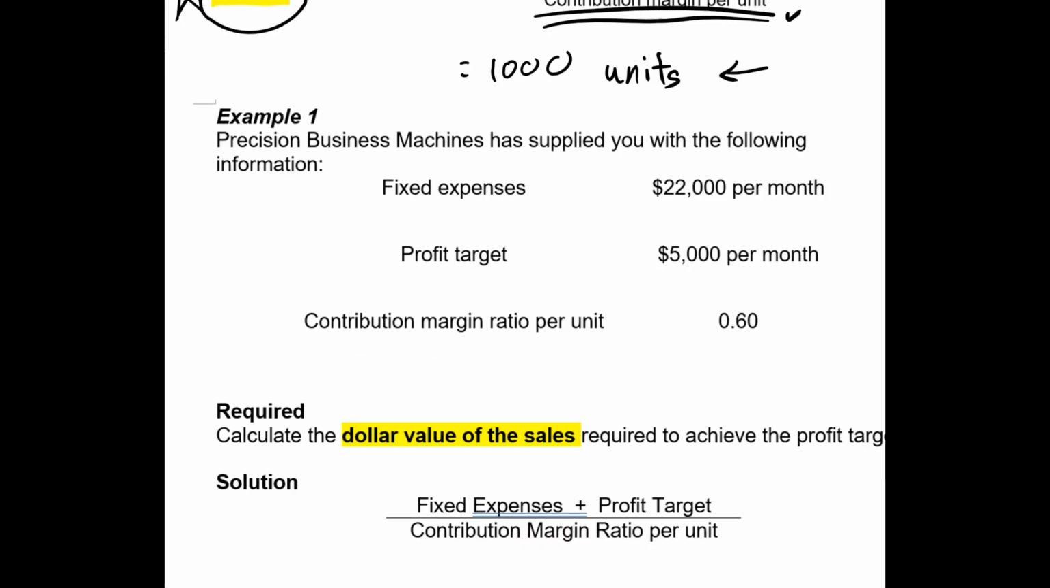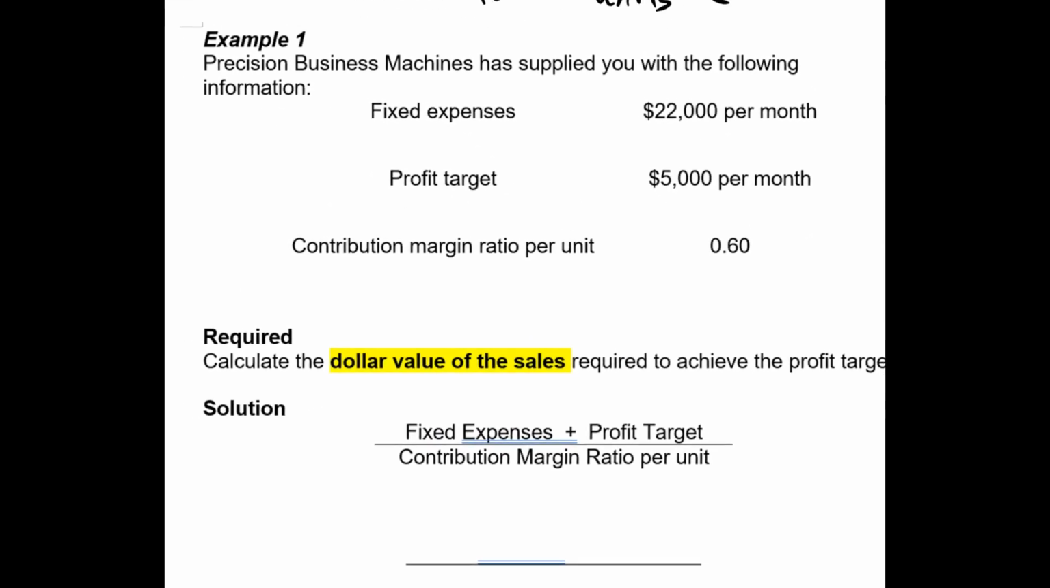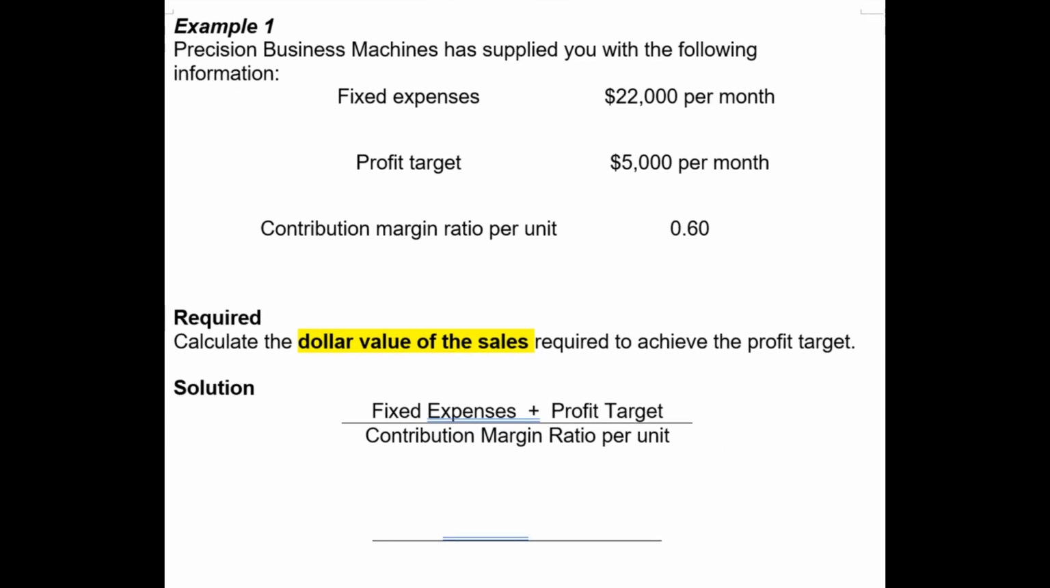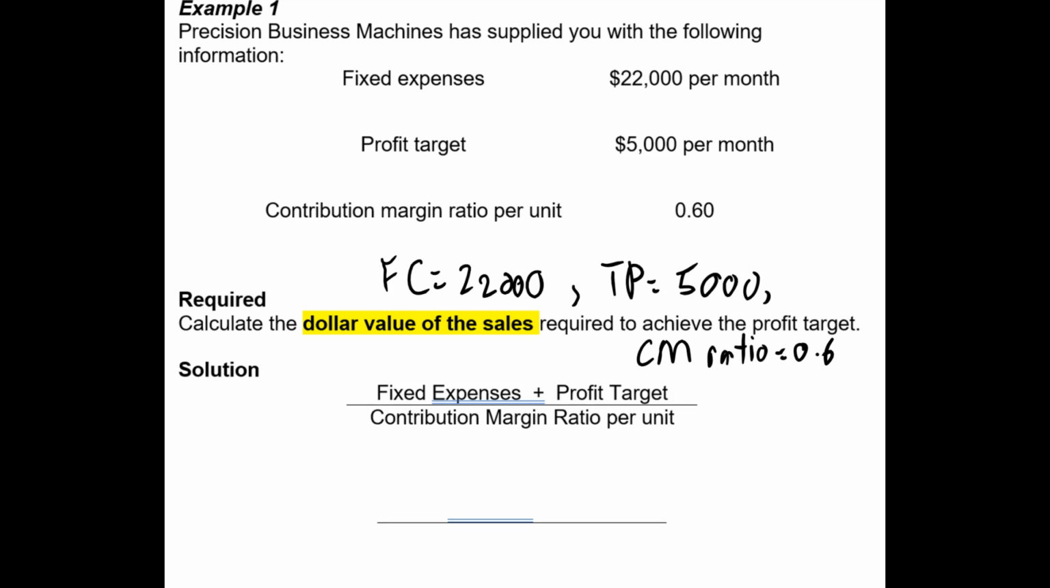Okay, so if you look into this example over here, we will try one of the questions. Precision Business Machines has supplied you with the following details. So you have fixed expenses: your fixed cost equals 22,000 for 1 month. Your target profit equals 5,000 for 1 month. And your contribution margin ratio, your CM ratio, equals 0.6. So they ask you to calculate the dollar value of sales.